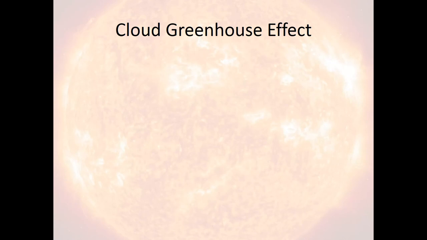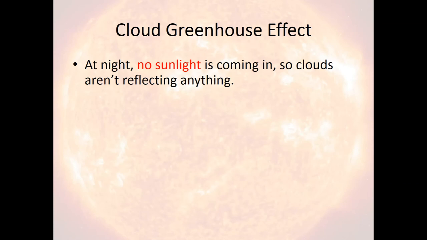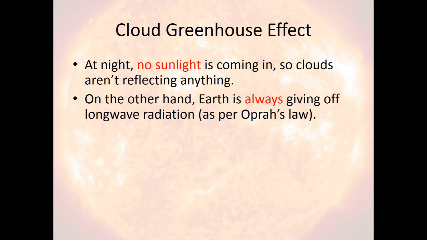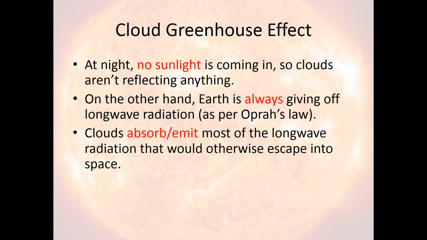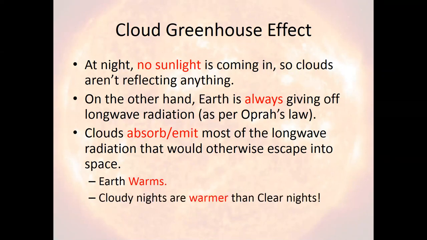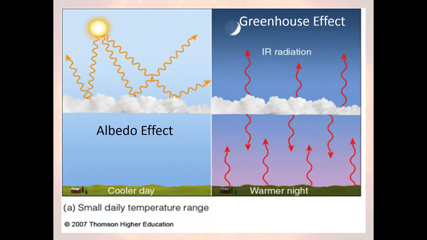And so what actually happens is, at night, since there's no sunlight, clouds aren't reflecting anything, our Earth is always giving off radiation. Clouds absorb this radiation, heating them up, and then they emit it back down to the Earth, keeping the Earth warm. So at night, these clouds act like a blanket. They keep the Earth warm, keeping cloudy nights much warmer than clear nights. So as a result, during the daytime, sunlight is reflected off these clouds, keeping the Earth cooler. At night, infrared radiation from the Earth is being absorbed by these clouds and emitted back down, keeping the Earth warmer at night.